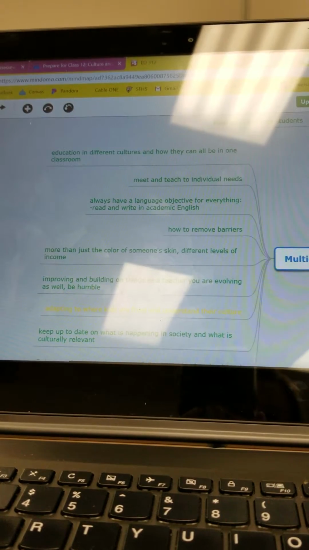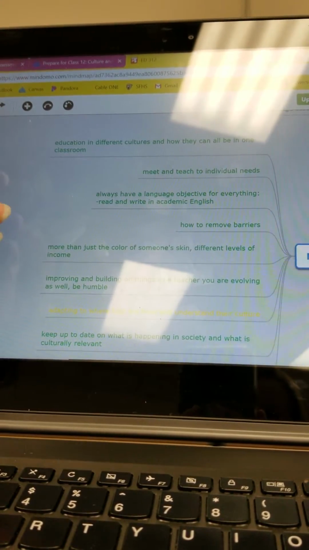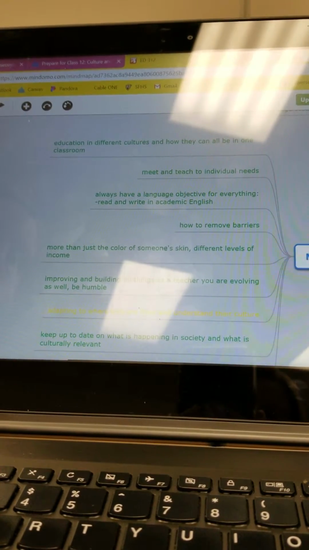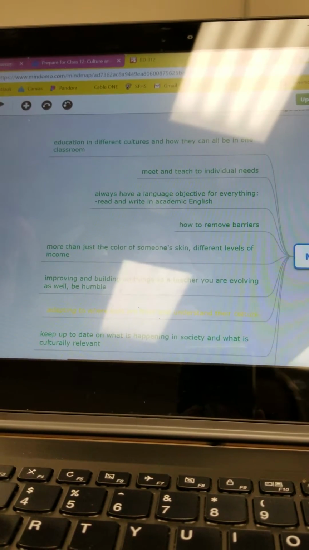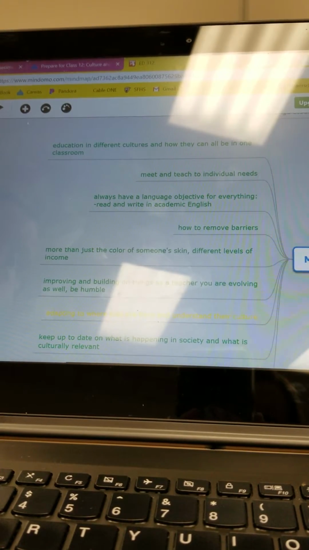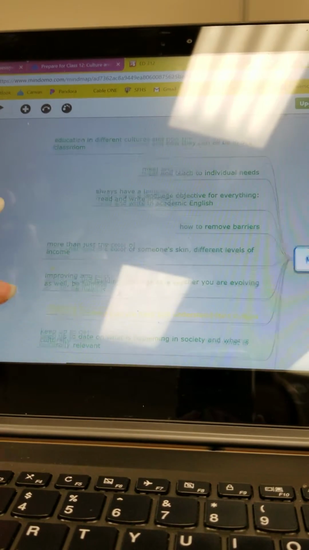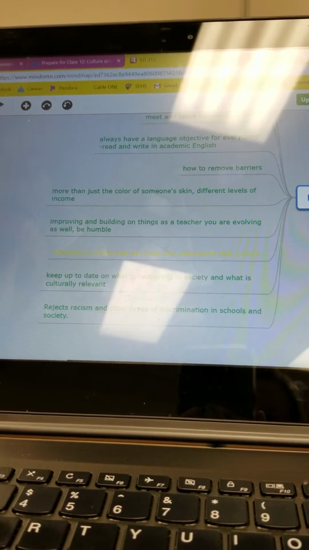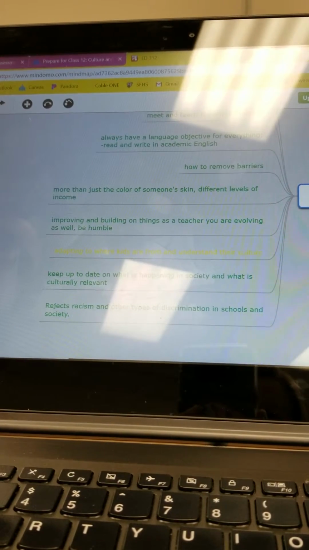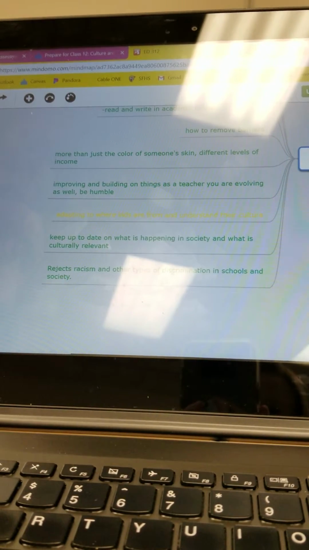The multicultural education. For a definition, I have a few different varieties in here. Education is different in cultures and how they can all be in one classroom. You meet and teach to individual needs. You always have language objectives for everything, read and write in academic English. You need to figure out how to remove barriers. More than just the color of someone's skin, there are different levels of income. There are many ways that influences.